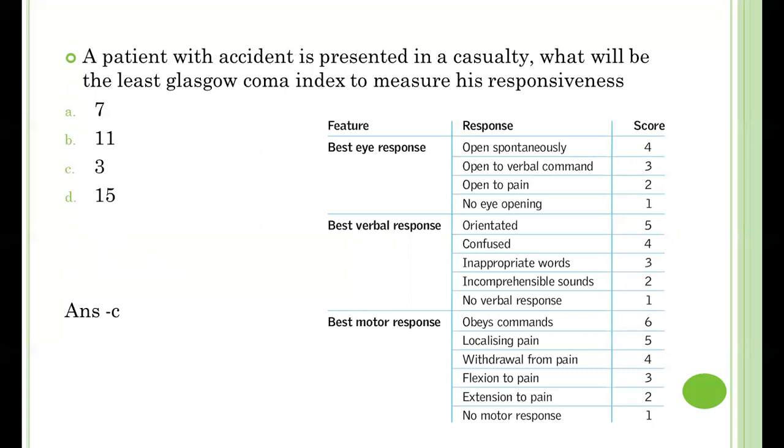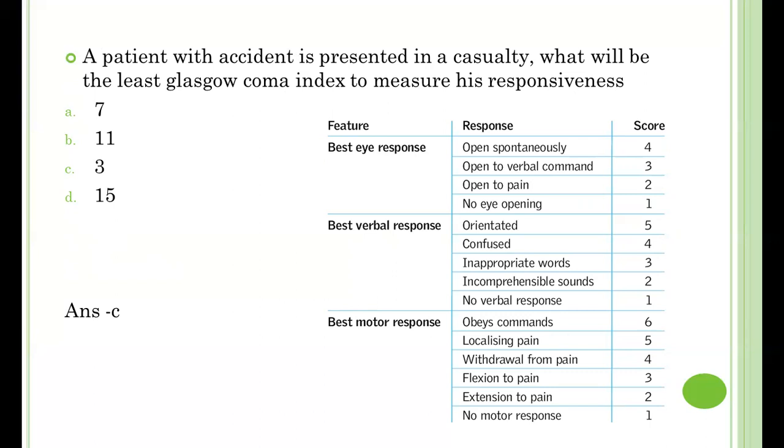So in Glasgow Coma Scale, in eye response, if eye opens spontaneously, then score 4 is given. If it opens to verbal command, then 3 is given. If it opens to pain, then 2 is given. If there is no eye opening, then score 1 is given.